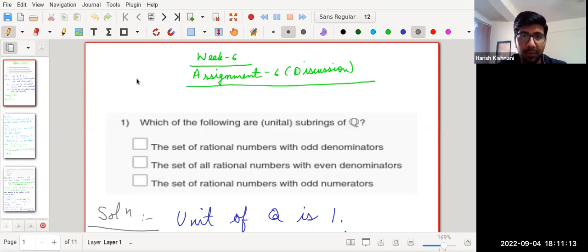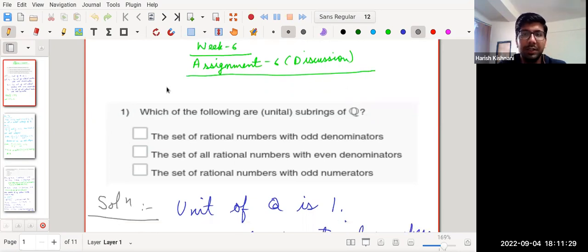So yes, let's start. The first question is, which of the following are unital subrings of Q? Q is the ring of all rational numbers. A subring is a subset of a ring which itself satisfies all the properties of a ring, and thus it's a ring in itself. And by unital, it means a subring that contains the unity, the multiplicative identity of the ring. So the unit of Q, as we all know, is the identity, that is 1.